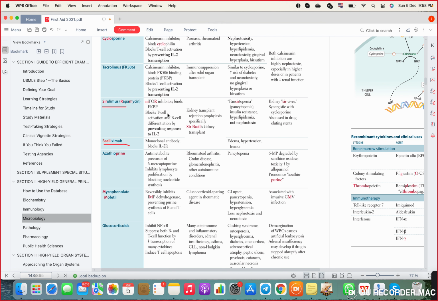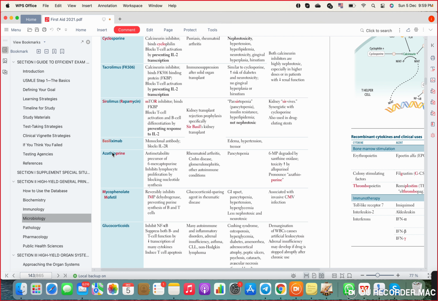I thought mycophenolate was for lupus nephritis. We do use it, but I'm saying which ones we use the most for kidney transplant. Most will be sirolimus and basiliximab. So you must know their mechanism of action. Cyclosporin, tacrolimus, and sirolimus all inhibit interleukin 2 transcription. And basiliximab is an interleukin 2 receptor blocker.